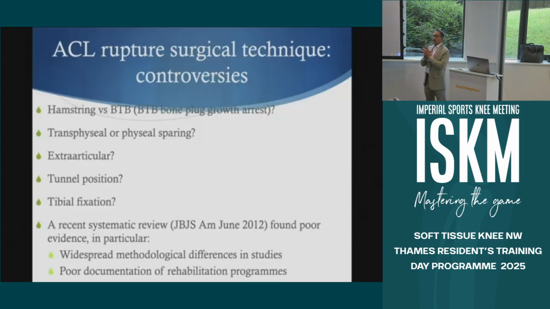I think the key thing is, are they skeletally mature or not? Okay, if they're skeletally mature, you could treat them as an adult almost. Okay, so you could use BTB, you could use hamstring, you could use quads. Never ever use an allograft unless it's some kind of weird multi. Is that the same even if the child is like really hypermobile?